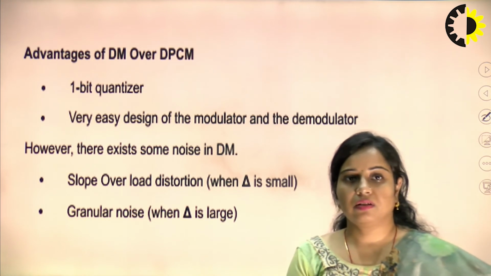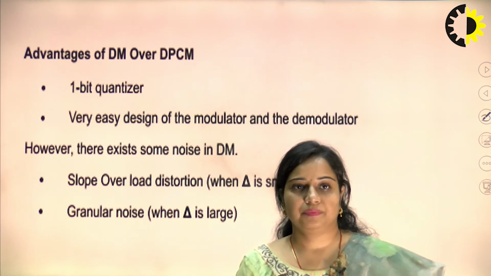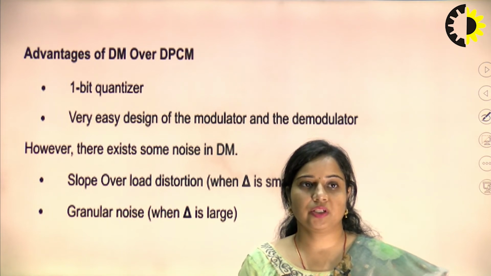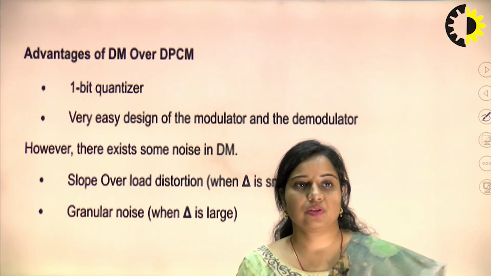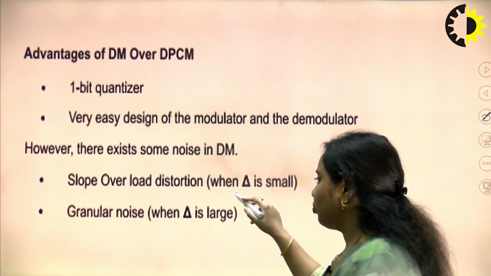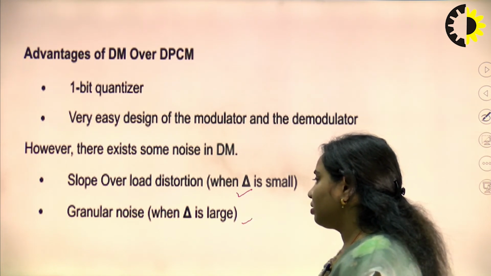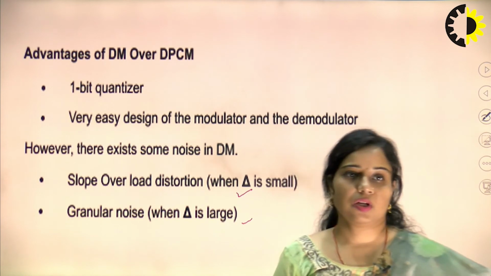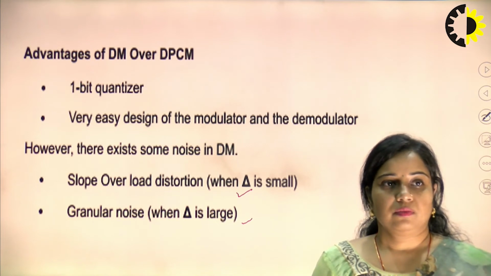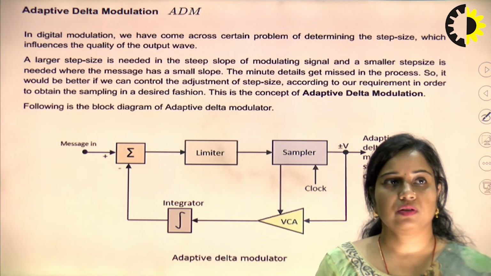But as far as this step size is concerned, when it is variable, proportional to the rate of change of the message signal, then it is known as adaptive delta modulation, and in that case these two noises are not present. So the noise which is present in DM: first one is slope overload distortion when delta is very small, and granular noise when the delta is very large. So this is the case when delta is not changing directly proportional to the rate of change of the input signal.